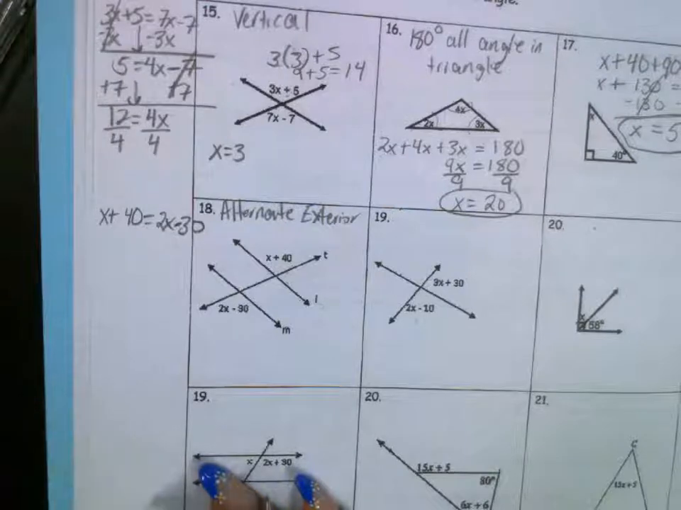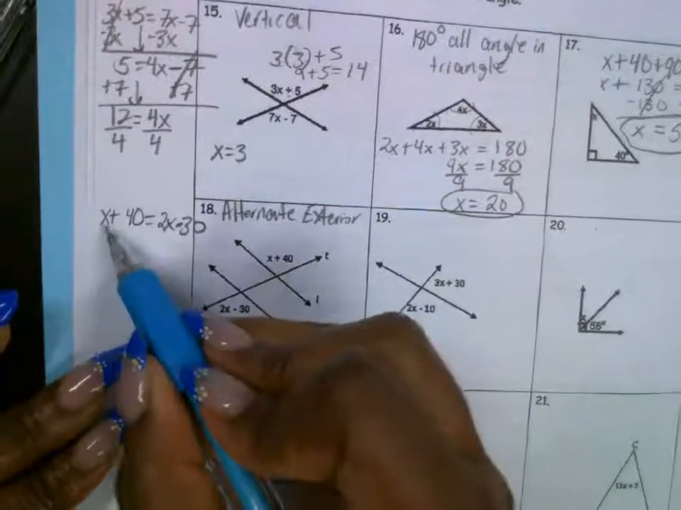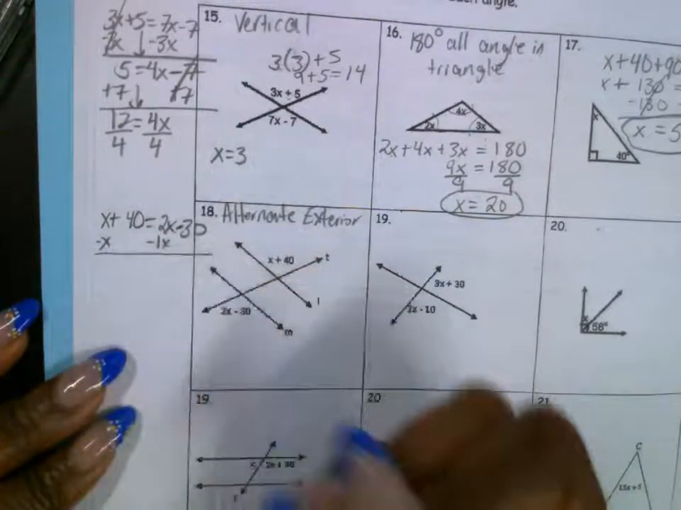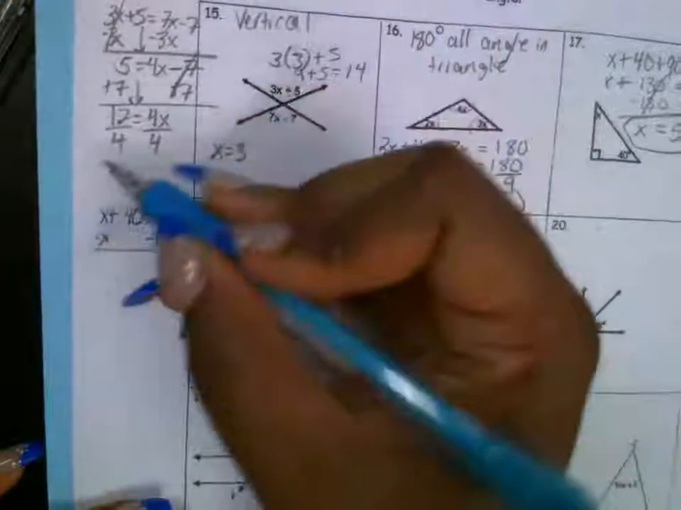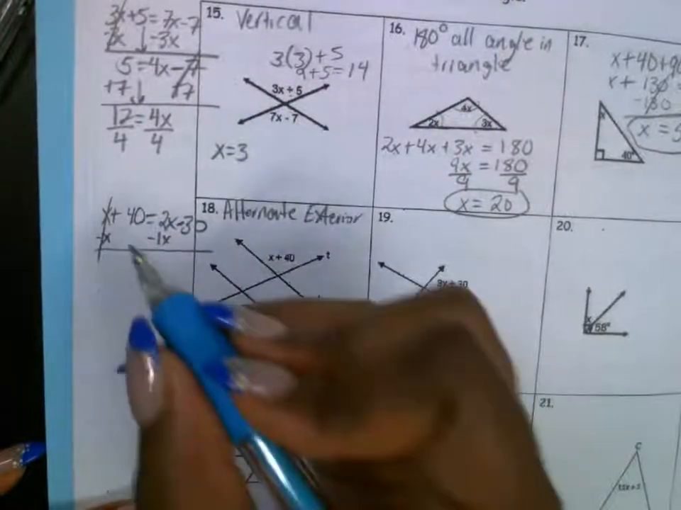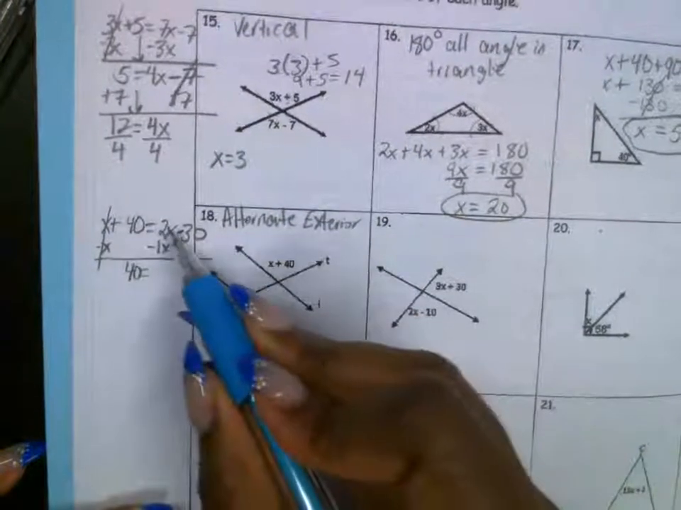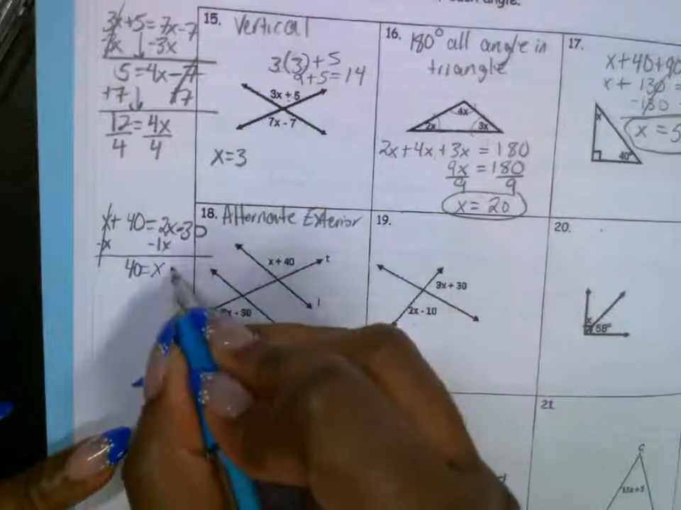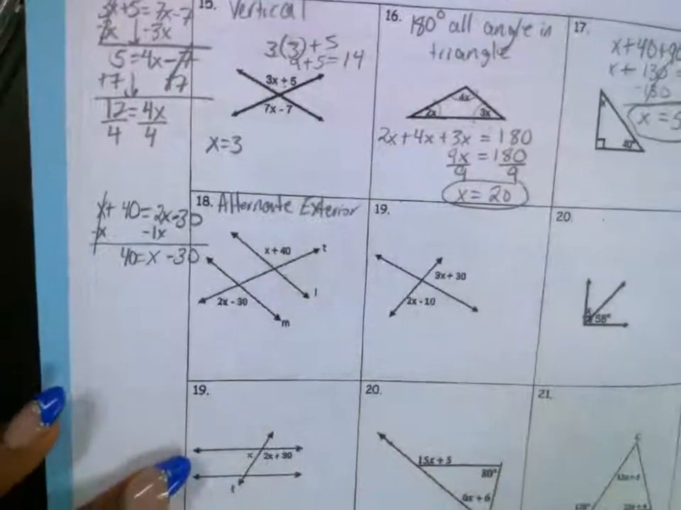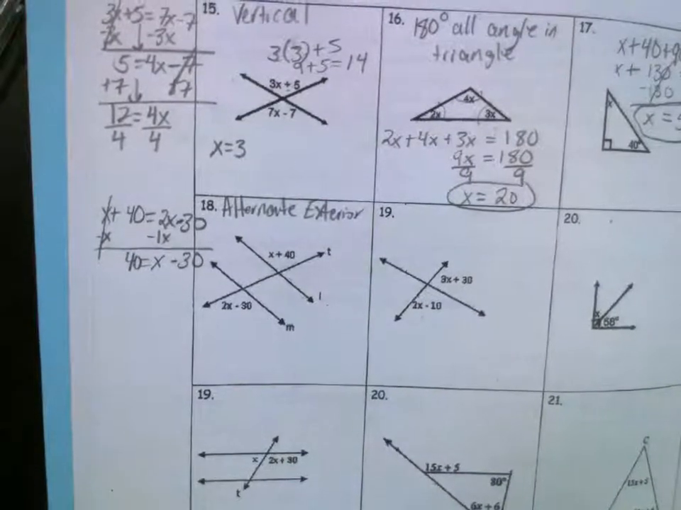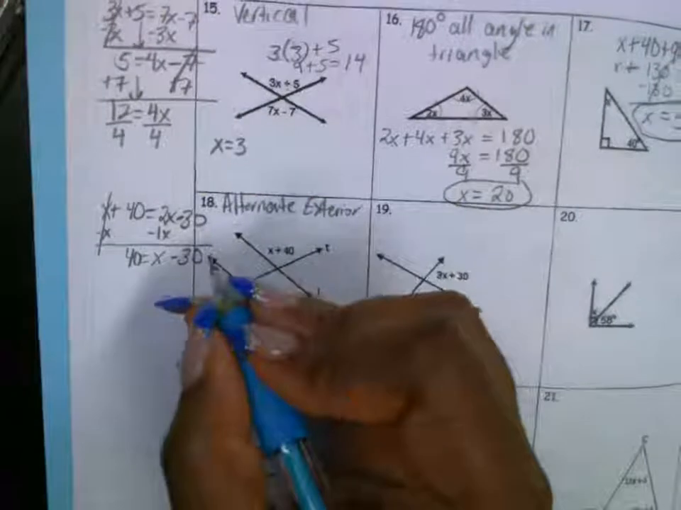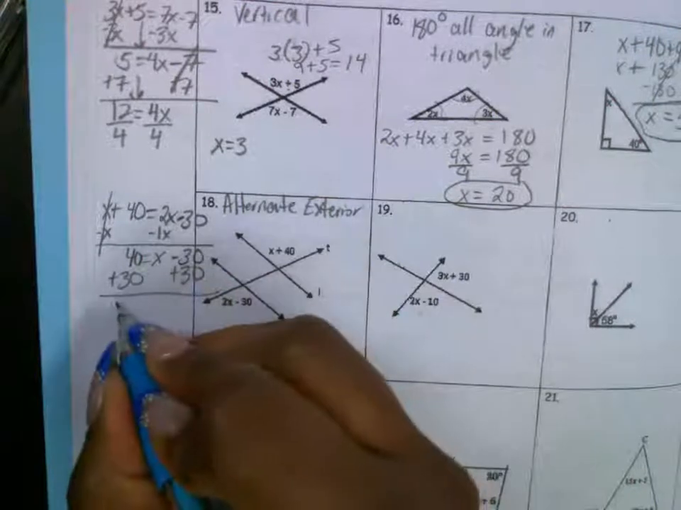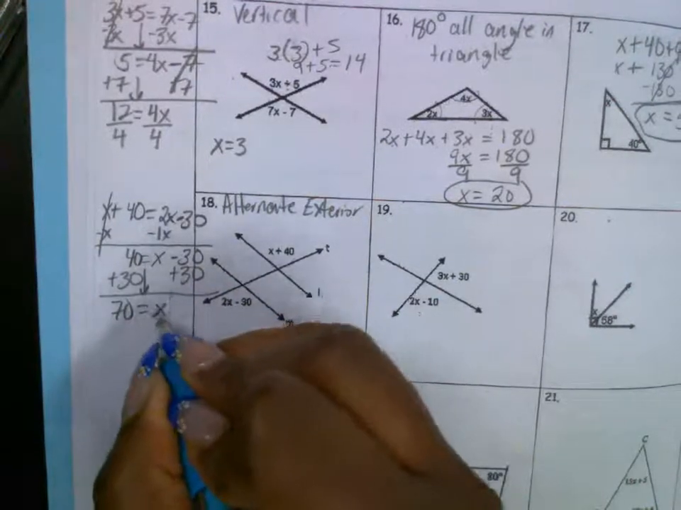So first thing, we move the x's to the same side. This x is smaller, so let's subtract 1x on both sides. 1x minus 1x is gone now. This is positive 40 is equal to, what's 2x minus 1x? 1x, bring down the minus 30. How do we get x by itself? How do we get rid of the minus 30? We add 30 on both sides. What's 40 plus 30? 70. So x is equal to 70.